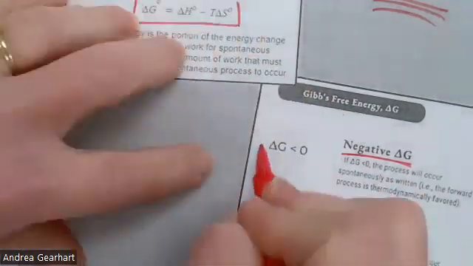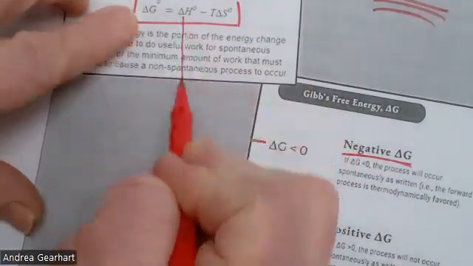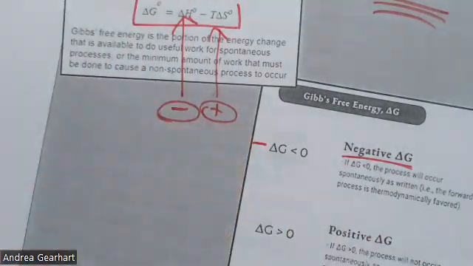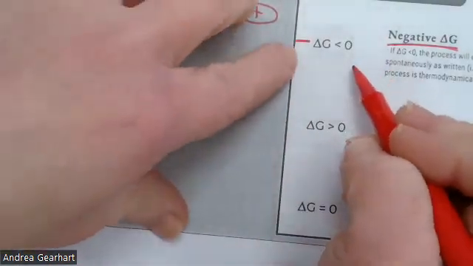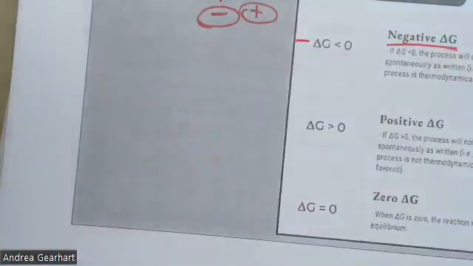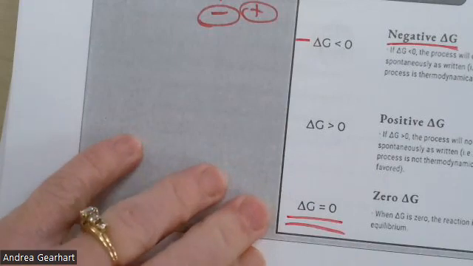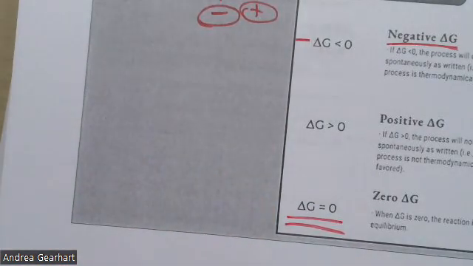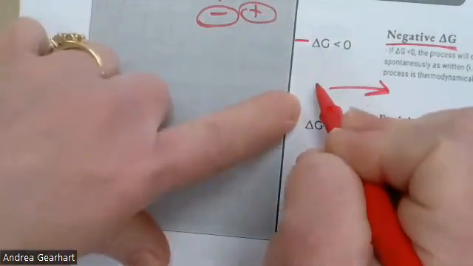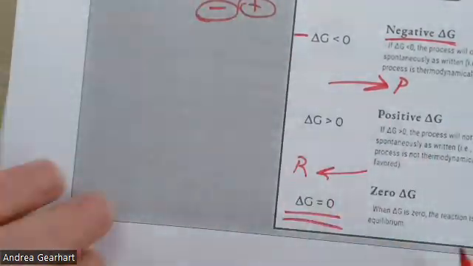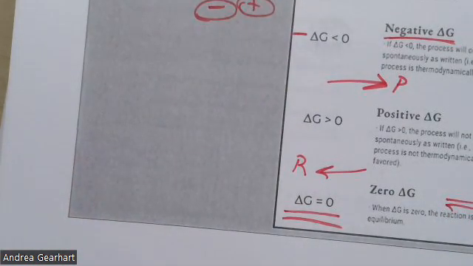Ideally, we want negative delta G. Now, why? Because that means this is negative and then this is positive. So both things are working in our favor. If it's positive, then we have to invest that much energy. It's Gibbs free energy. So if it's negative, it's the amount of energy that is available to do work. If it's positive, that's the amount of energy we have to invest to do the work. If it's zero, we're not more favored in the forward than the reverse reaction. So we're at equilibrium. So when this is negative, we're favored to produce product. When this is positive, not so favored. We'd be favored in the opposite direction. And then here, equal favorability, so equilibrium.